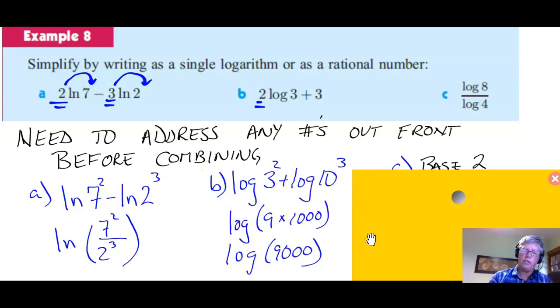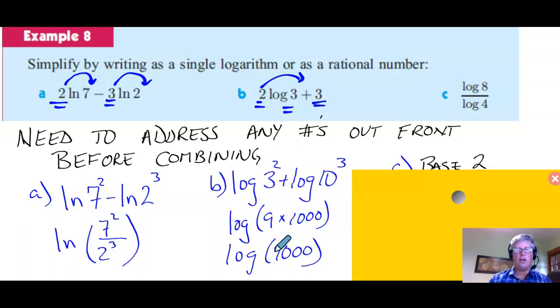Part B is one of those where I need to really kind of be working with logarithms. So it's kind of working backwards. I'm going to choose base 10 because this base is base 10. The 2 comes up and we're off to the races. Addition means multiplication, and I multiply those, I get 9,000.